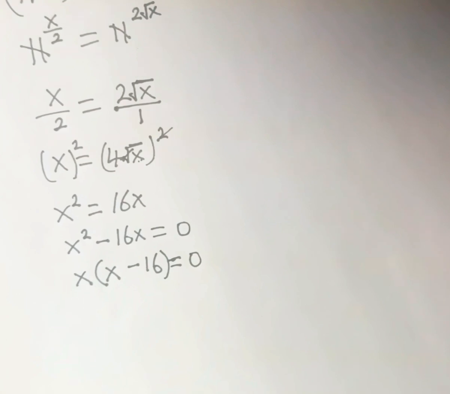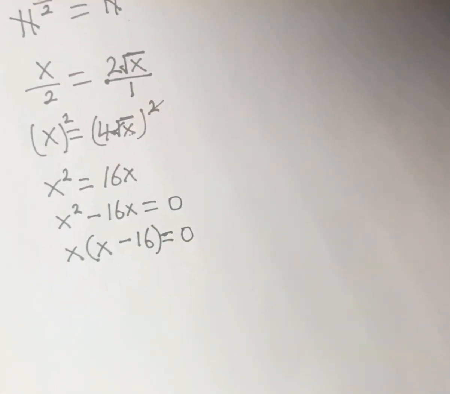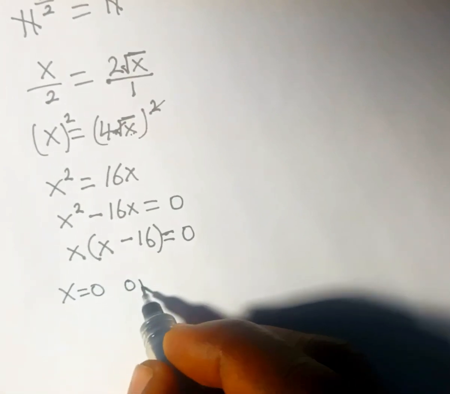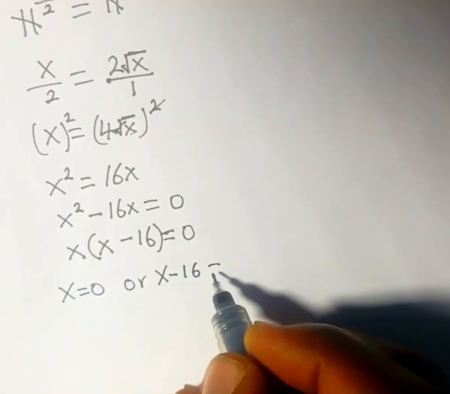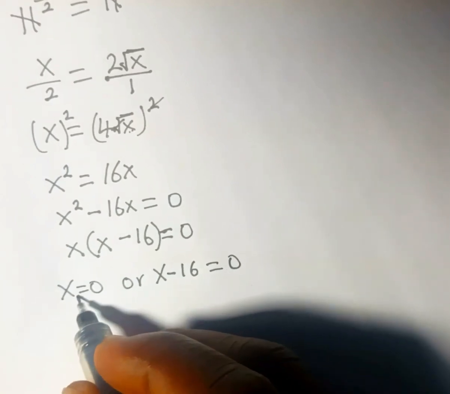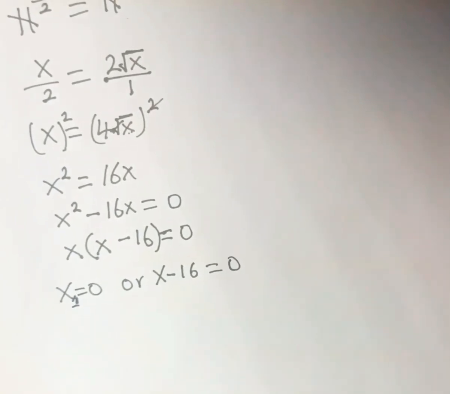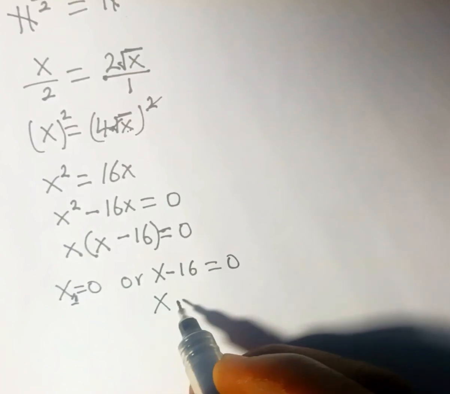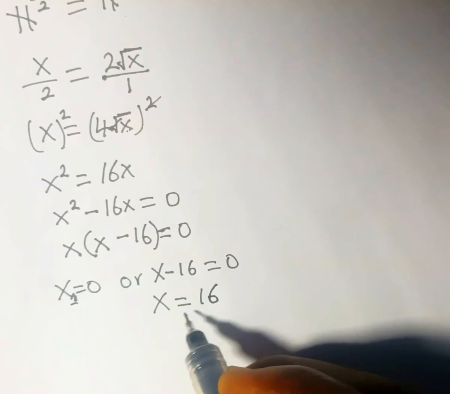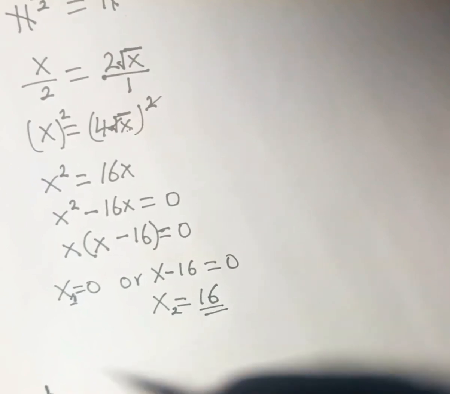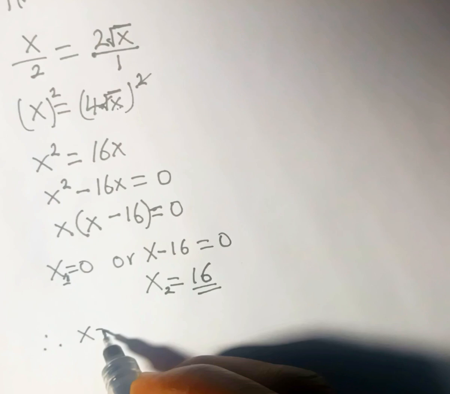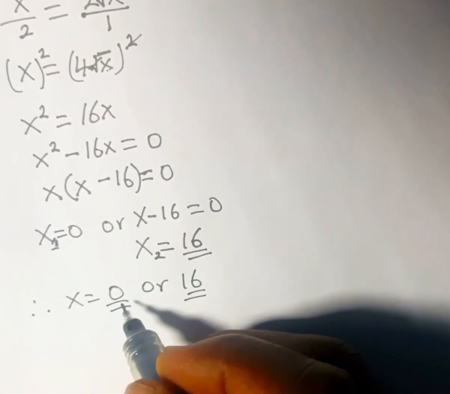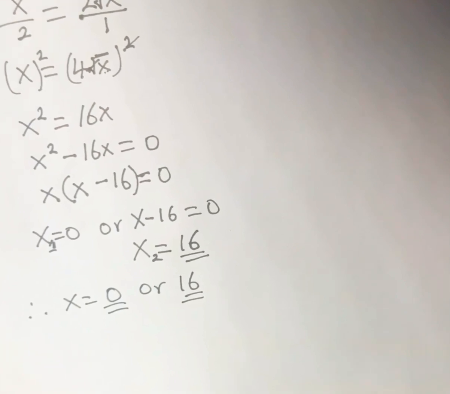So the next step is for us to recall that when two terms multiply each other and the result is equal to 0, it's either the first one, x equal to 0, or the second bracket, x minus 16 equal to 0. So here x1 is equal to 0. This is the first value of x. Or x minus 16 equal to 0, so we can take this 16 to the right hand side, and it becomes positive 16. So this is the second value of x. Therefore, x will be equal to 0 or 16. So these are the two values of x that satisfy this exponential equation.